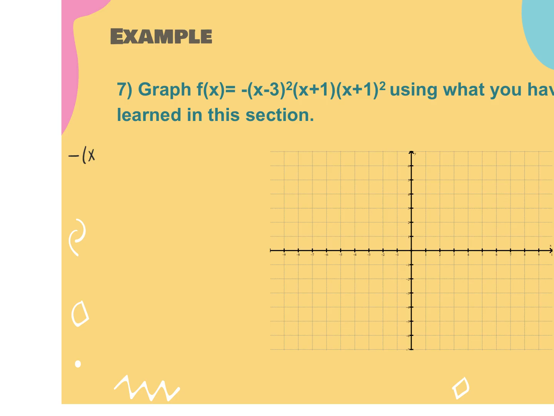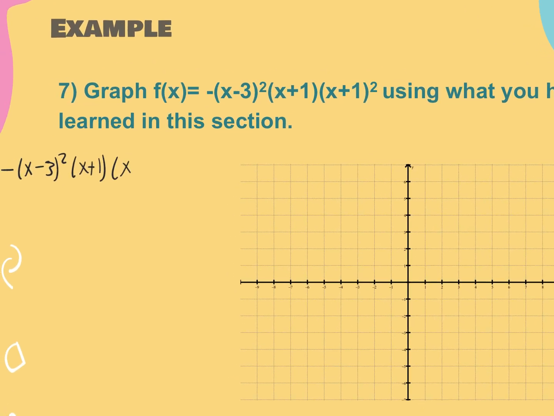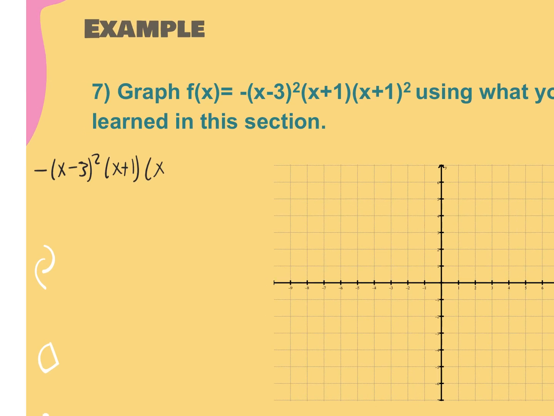I'm going to get a negative x minus 3 squared, x plus 1, and x, I think that's a typo, all right? Let's just say for the sake of this, I'm just going to pretend that this was x minus 1, right? Let's just say this is x minus 1. Let's see what that does to our graph, right? And then x plus 1 squared, all right?